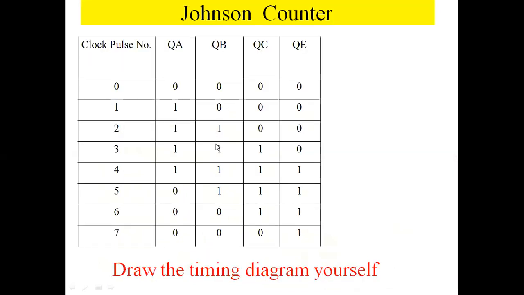So what is the truth table? When you apply the first clock pulse, QA is 1. When you apply the second clock pulse, QA and QB are both 1. When you apply the third clock pulse, QA, QB, QC are 1. When you apply the fourth clock pulse, QA, QB, QC, QD are 1. If we apply another clock pulse, then as QD is 1, QD bar will be 0. Because of that, the outputs become 0, 1, 1, 1, then 0, 0, 1, 1, then 0, 0, 0, 1. I think from this truth table you can easily draw the timing diagram.